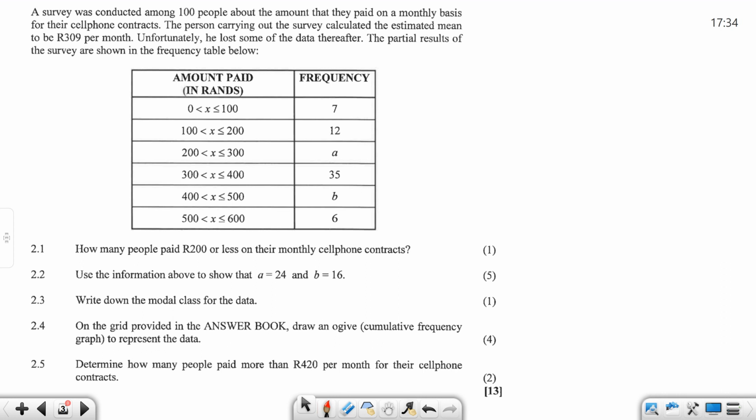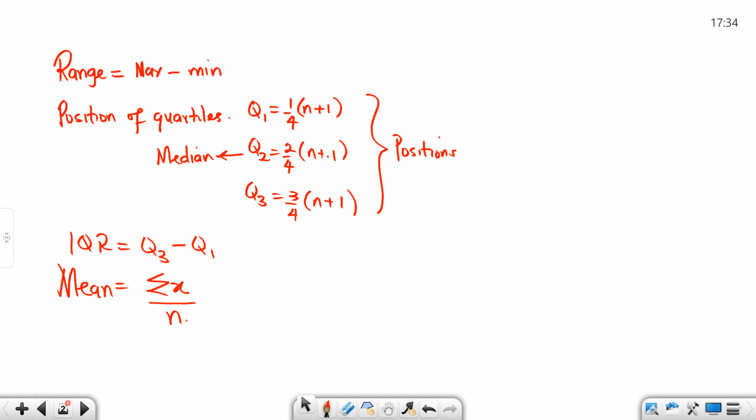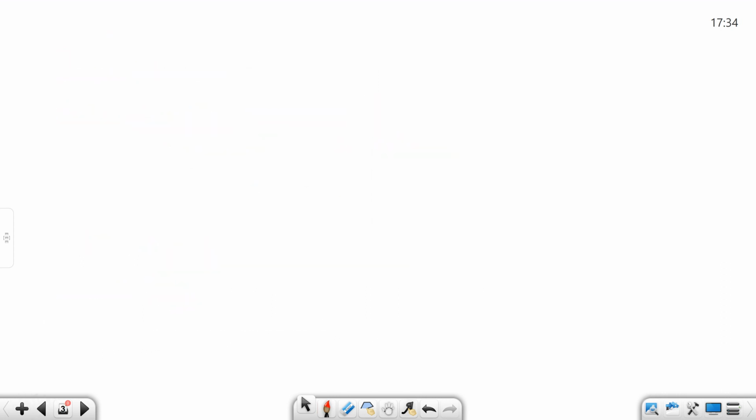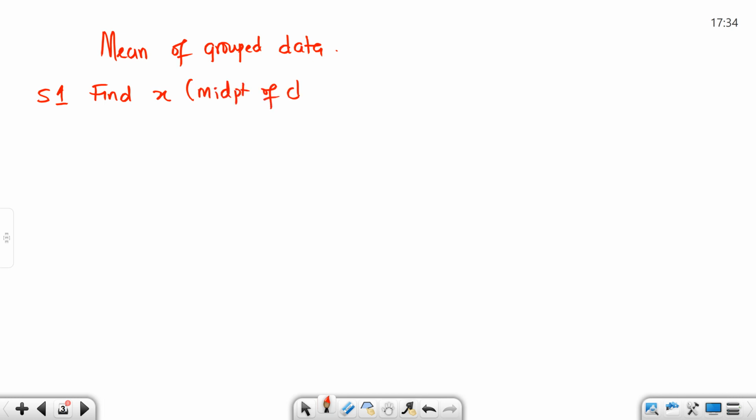Okay, before that, let's have a small note here. Mean, let's quickly have a small 5 minutes note here also. Mean of grouped data. Step 1 is to find X. And what is your X? The midpoint of the class interval. That will not be given in most cases. We need to find it.